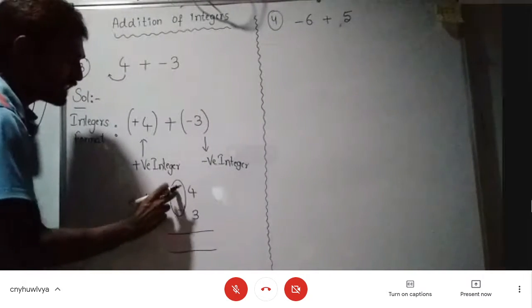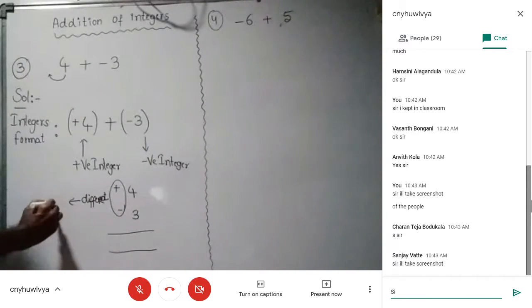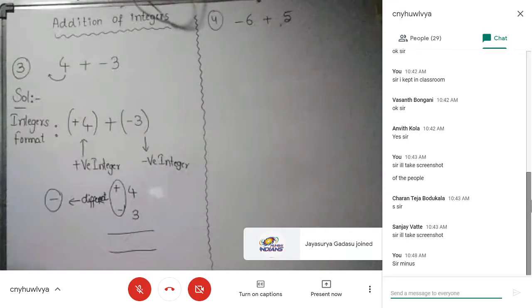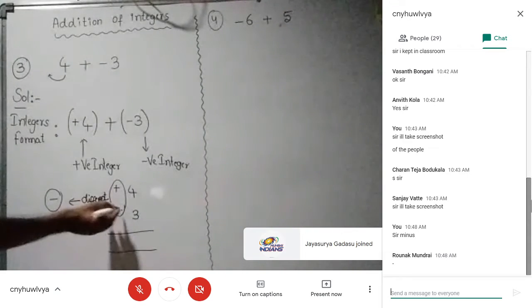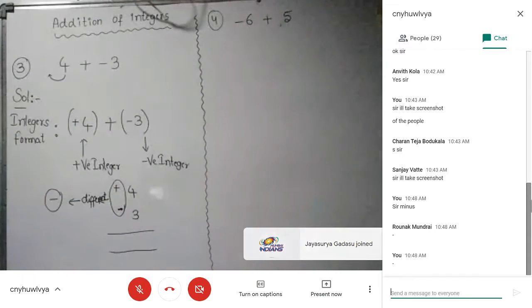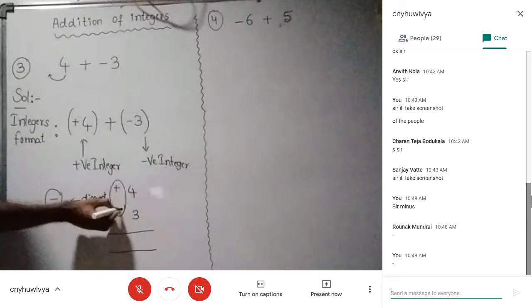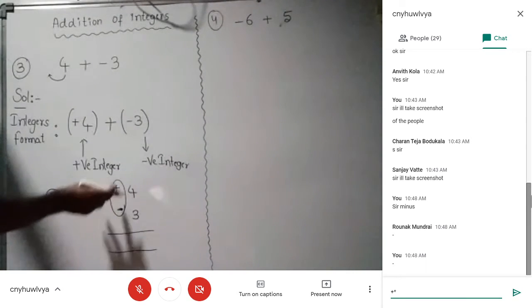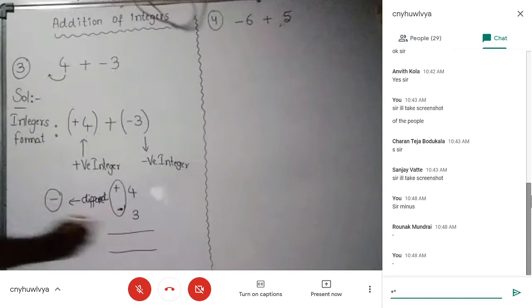If the signs are different, then what should we do? We should do the subtraction, because it is a confusion whether to do addition or subtraction, because we have plus as well as minus. So what is the technique? If the two signs are different, then we should do subtraction.